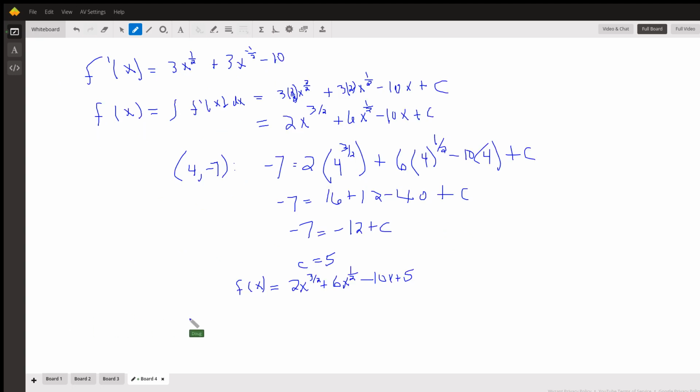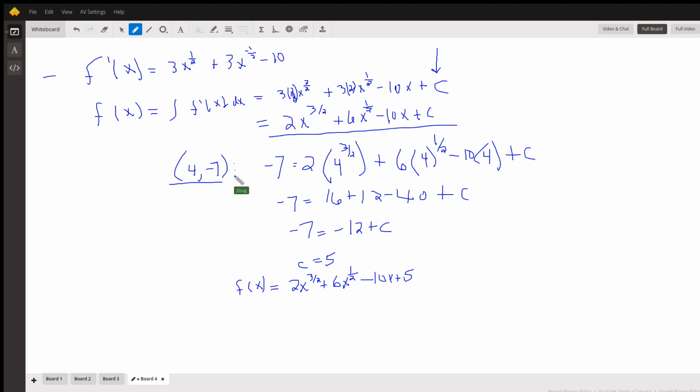Okay. To find the actual original function, we want to find the antiderivative of f prime. So we follow the rule, raise the exponent by 1, multiply by the reciprocal of the new exponent. Of course, it's an integral, constant of integration there. So there is a general antiderivative, but we're told that the original function passes through (4, -7).